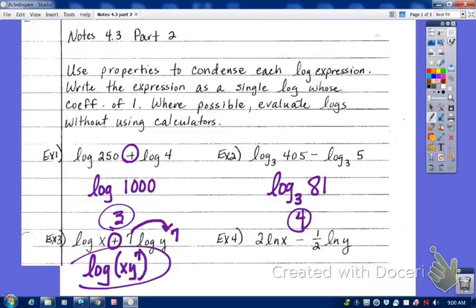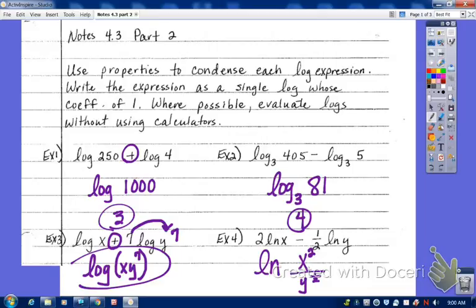Final answer is ln x squared divided by y to the 1/2. Do you think the book will put y to the 1/2, or do you think the book will go back and change that y to the 1/2 to the square root of y? They like square roots, okay?